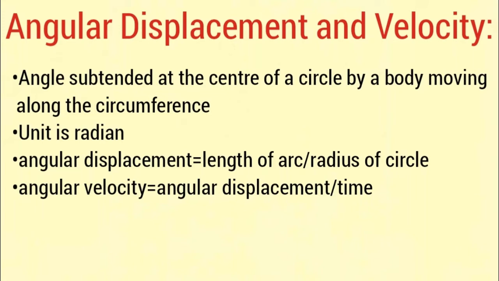Angular displacement and velocity. Before studying that, we have to study circular motion. The motion of an object along a circular path is called circular motion. Next, angular displacement. The angle subtended at the center of a circle by a body moving along the circumference of the circle is called angular displacement of that body. Its unit is radian. So angular displacement is equal to length of arc divided by radius of the circle. Next, angular velocity. Angular velocity is the time rate of change of angular displacement. That is angular velocity.